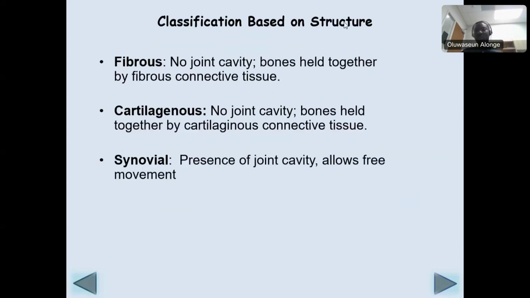Now, based on structure, we also have three major categories. The first one is the fibrous connection. The fibrous joint simply involves fibrous connective tissue. That's why the name is fibrous. These joints don't have a cavity. The bones are close together, with no joint cavity, no space between them. The bones are held together by fibrous connective tissue.